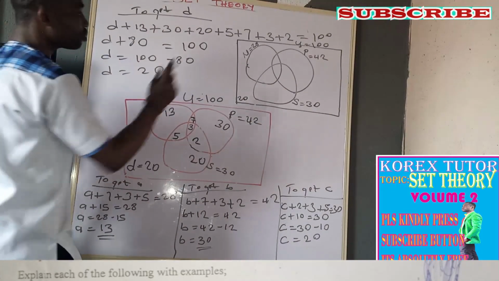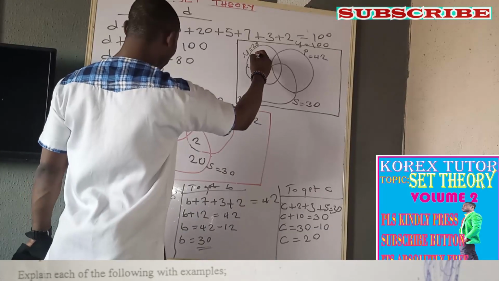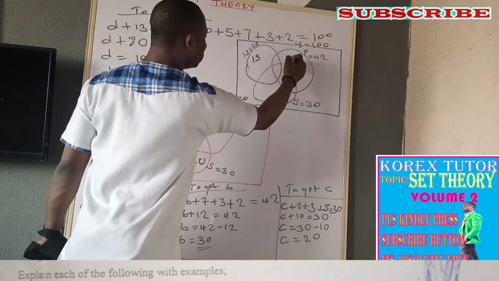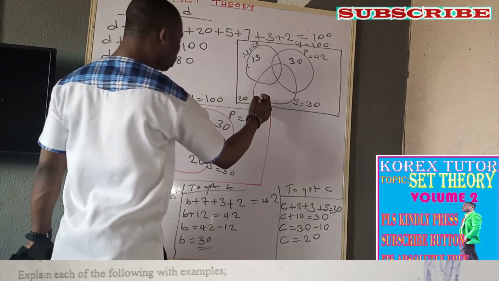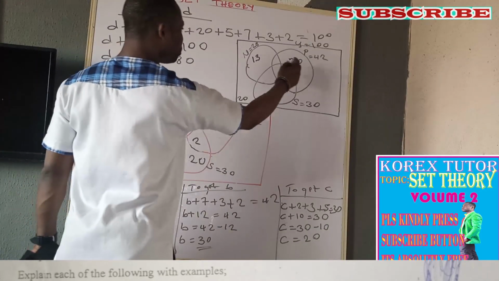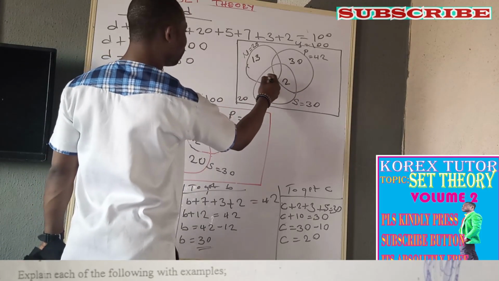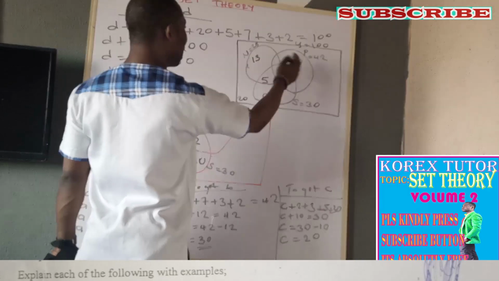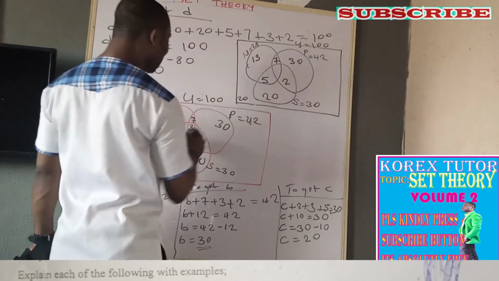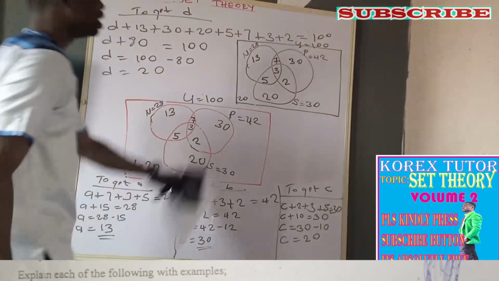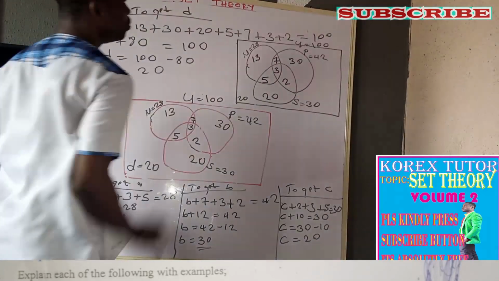That is D. Then we have number of people that read only Nation, which is 13. Number of people that read only Punch, which is 30. Number of people that read only Sun, which is 20. Then number of people that read Punch and Sun is 2. Number of people that read Sun and Nation is 5. Number of people that read Nation and Punch is 7. And number of people that read the 3 of them is 3. So this is the diagram that is showing everything the way it is.